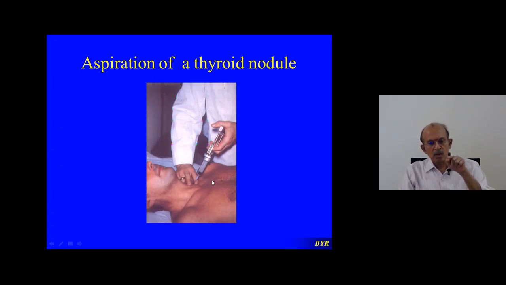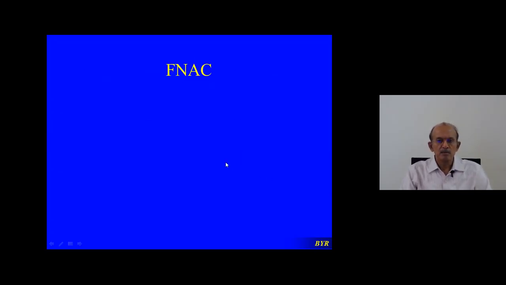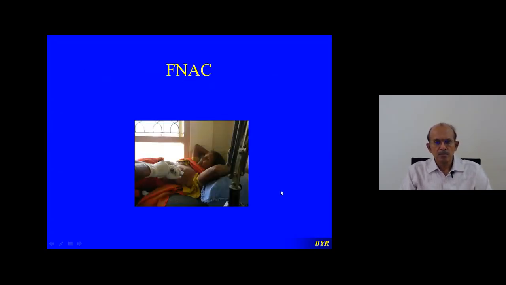So while you are advancing, you aspirate. Then you withdraw it while you aspirate. Then you change the angulation and again advance and aspirate. Like that, you pass the needle in 2 or 3 or 4 directions and aspirate. Of course, I am showing here the example of a lump in the breast.